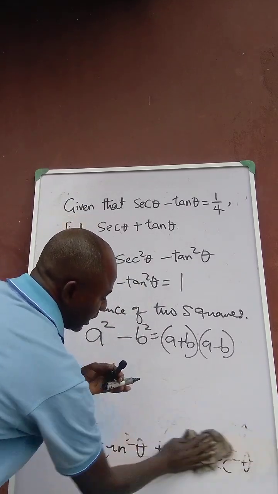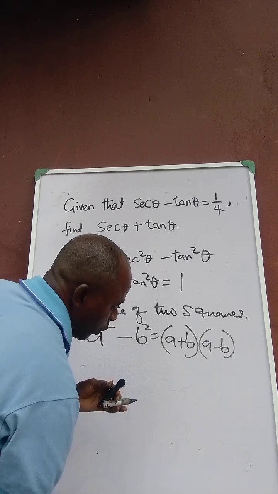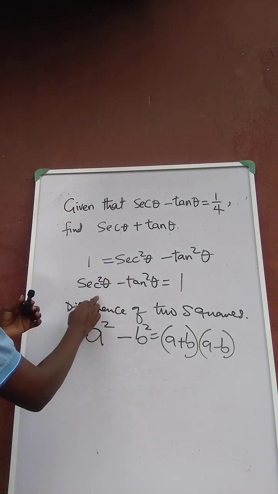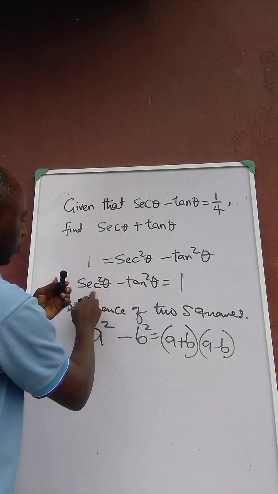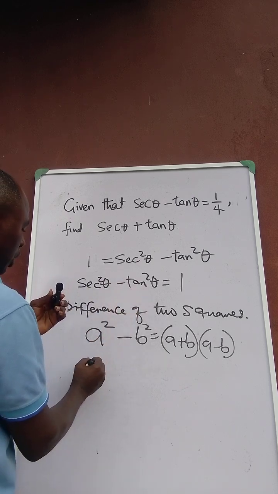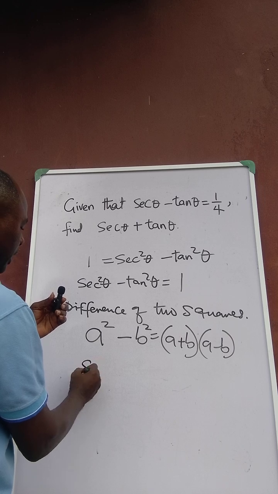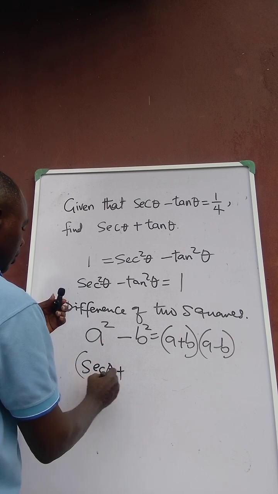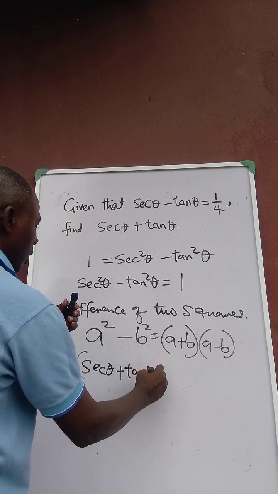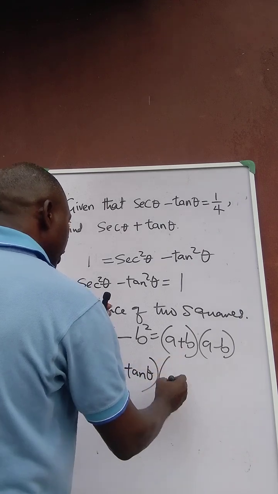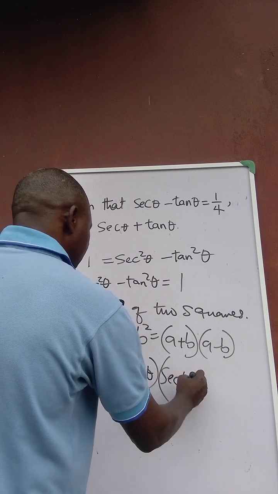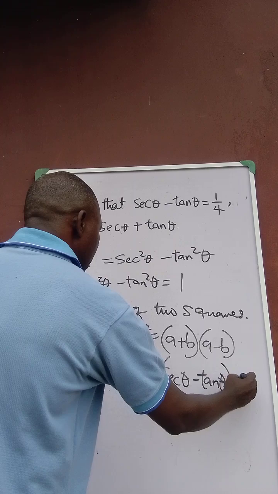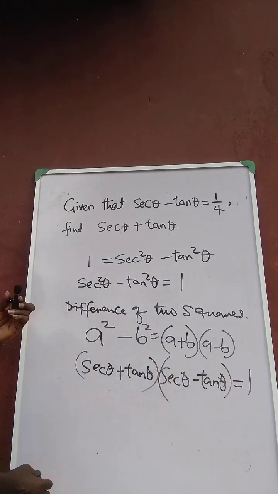So from that idea of difference of two squares, what are we going to have here? This is a square, this is a square. So what we are going to have will be sec theta plus tan theta into sec theta minus tan theta equal to 1.